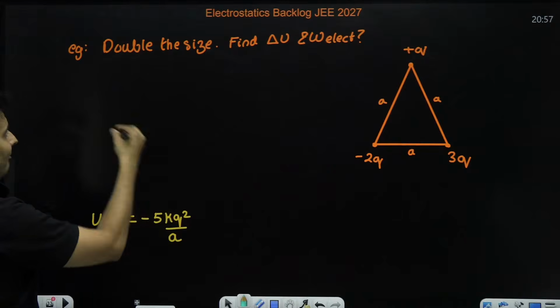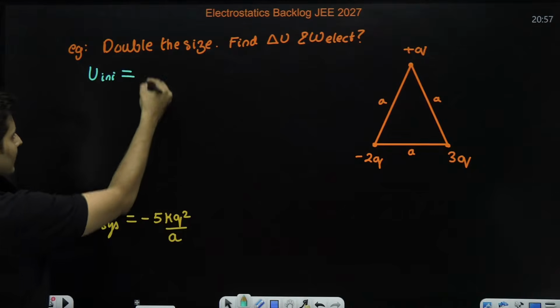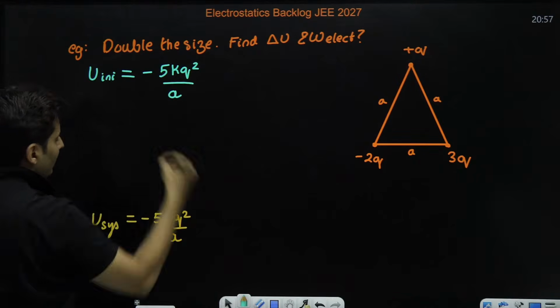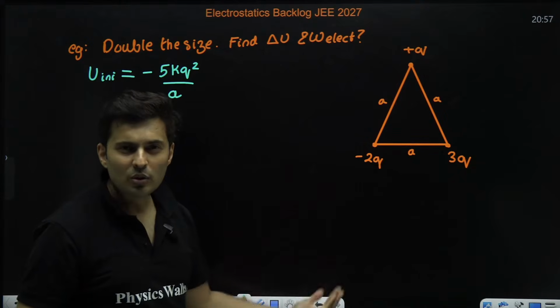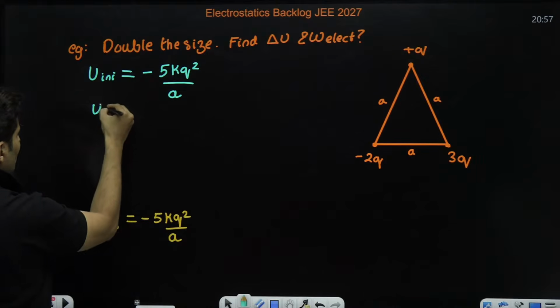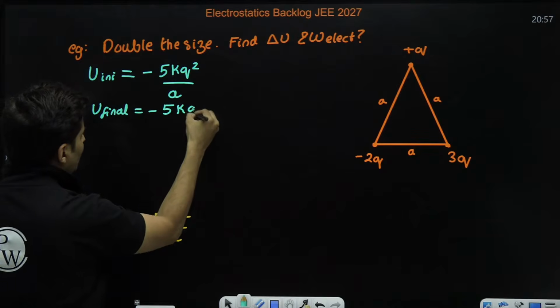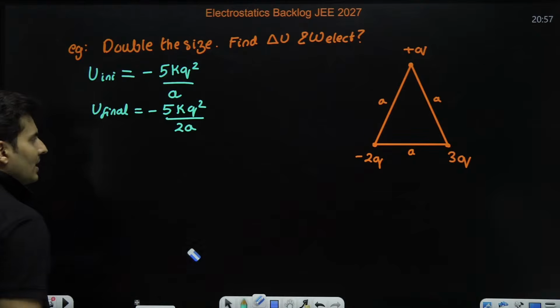We know when the distance was A, the initial potential energy will be exactly this, minus 5kq square divided by A. What will happen if you double the size? Instead of A, you will have to use 2A, that's it. Nothing else. The whole derivation will be the same. So the final energy is obviously going to be minus 5kq square, just instead of A, you are going to put 2A. That's all. That's the difference.